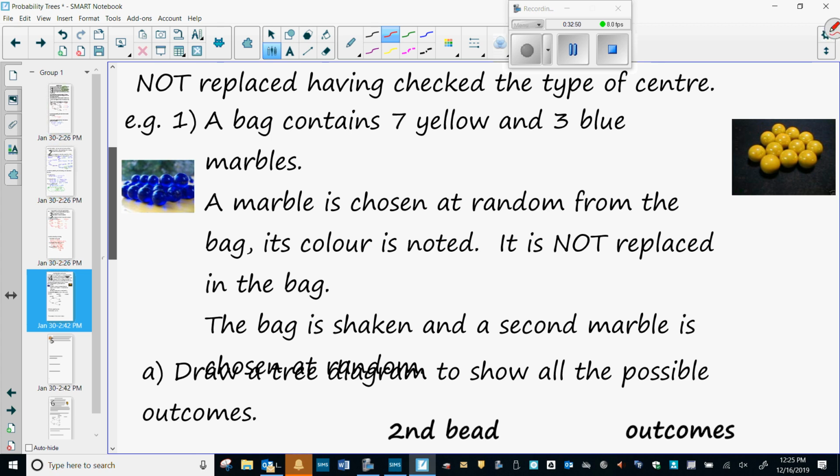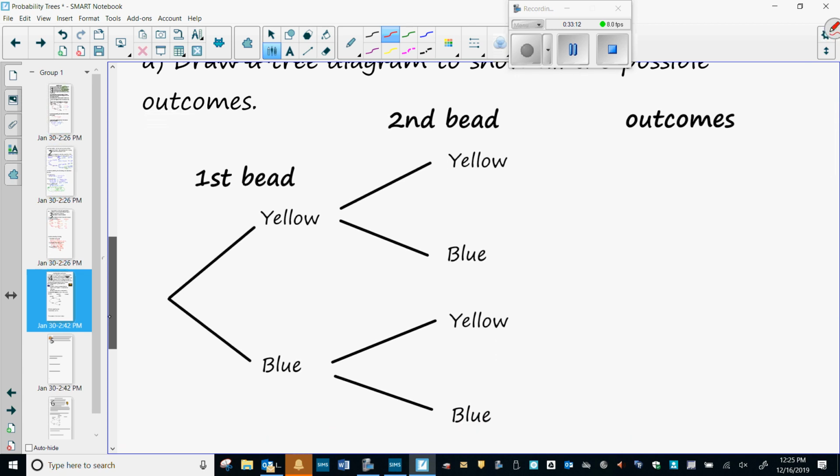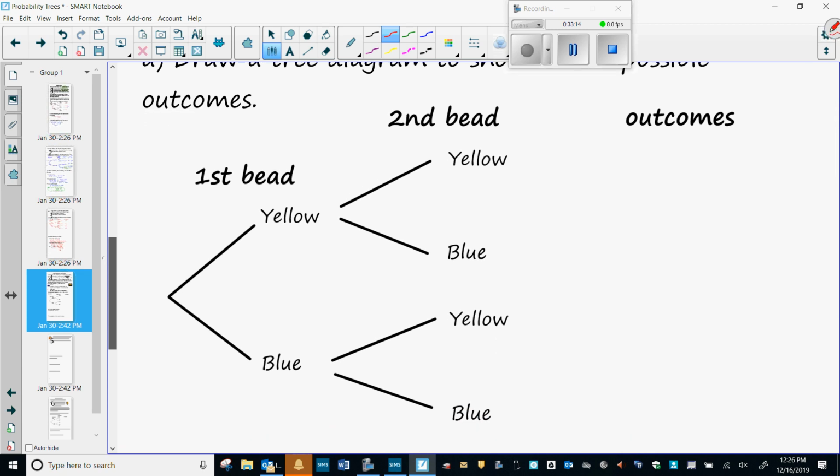Okay? So, I would hope that it would be one more like this, where they're marbles and they talk about not putting it back or not. But just be aware that that can be the case. So, a marble is chosen at random from the bag, its colour is noted and is not replaced. The bag is shaken and a second marble is chosen at random. Draw a probability tree to show the outcome. So, we've got the first bead could be yellow or blue. The second bead, again, could be yellow or blue.